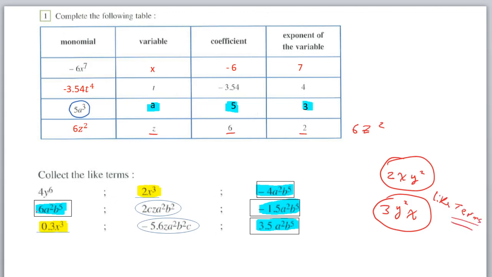So here, 2c z a squared b squared minus 5.6. We said we ignore this. Z is here, a squared is here, b squared is here, and c is here. So they are like terms. Okay, that's it. I hope you understood the idea very well.